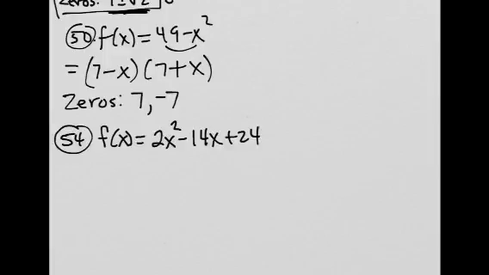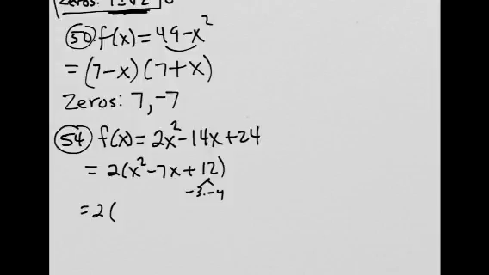Alright, so 54, I am going to factor out a 2. So that leaves you 2 with x squared minus 7x plus 12. And then pairs of factors of 12 that add up to negative 7 are negative 3 and negative 4. So then you write 2 times x minus 3 times the quantity of x minus 4. So the zeros are 3 and 4.